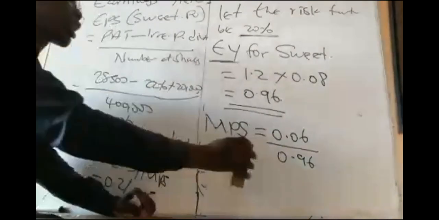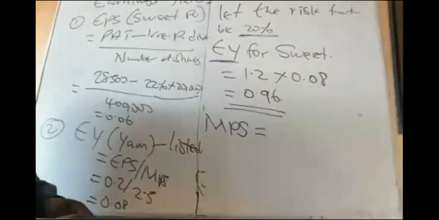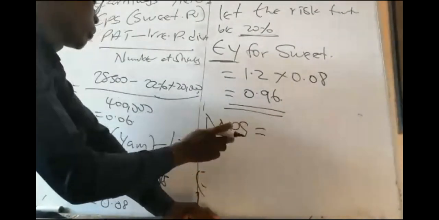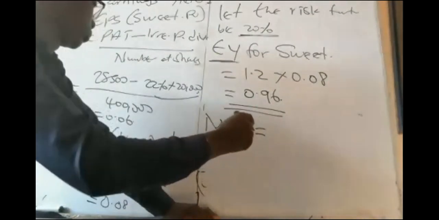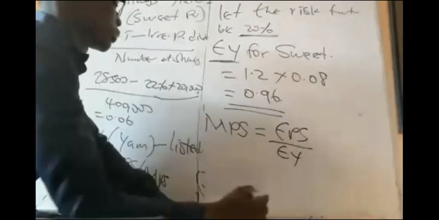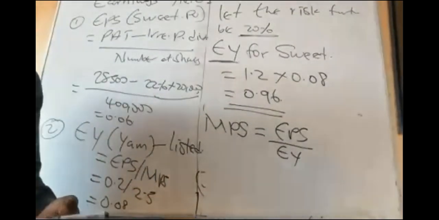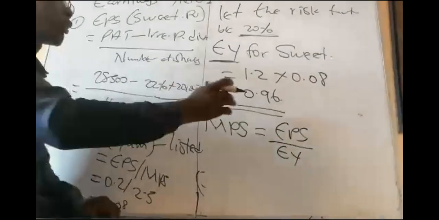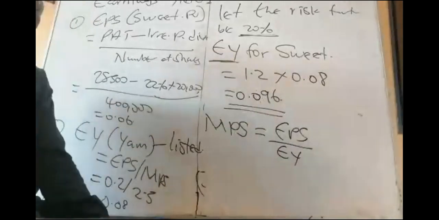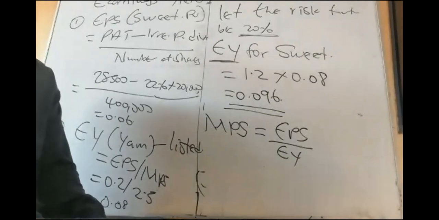We can now code the formula first, because the more I code the formula, the more I remember. Then we'll tell the examiner that the market price of the share is nothing but the earnings per share over the earnings yield. Then we'll do substitution.